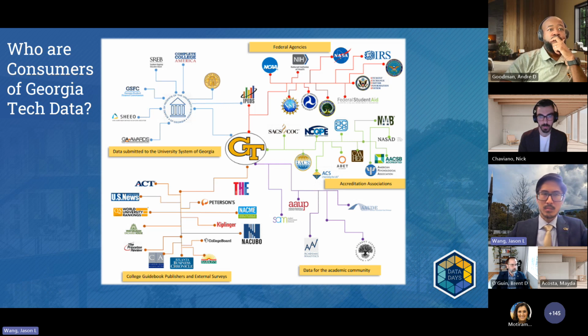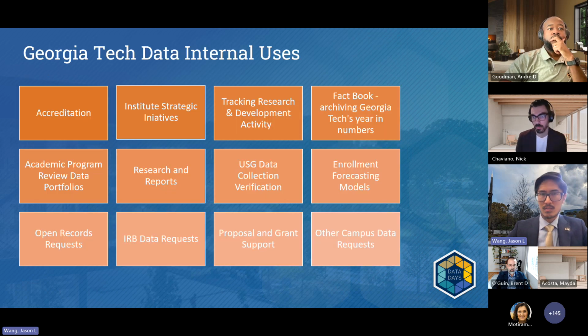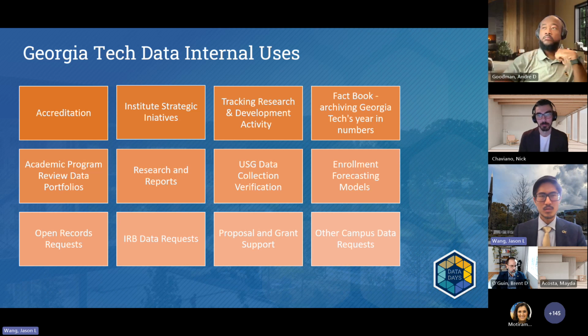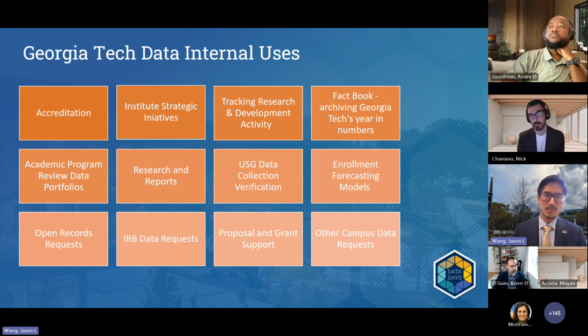So we do a lot of reporting and compliance, and Georgia Tech's data goes to a lot of different places, not just externally but internally as well. All of y'all are our customers, and we help with accreditation, institute strategic initiatives, research and reports, academic program reviews, grant proposals or renewals, and any other data requests across campus. If you can't access the data that you need through the self-service that Andre was talking about, then a lot of times coming to IRP will be your solution.